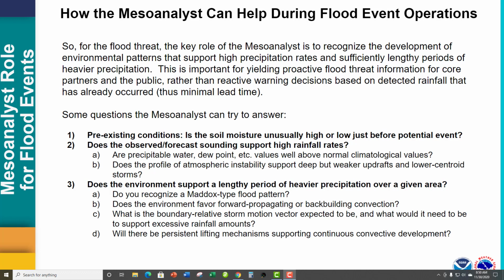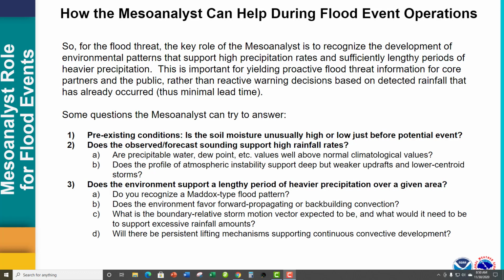So, some questions that the mesoanalyst can try to answer. What are pre-existing conditions like? Is the soil moisture unusually high or low just before the potential event? Does the observed or forecast sounding support high rainfall rates? Are precipitable water and dew point values well above normal climatological values? Does the profile of atmospheric instability support deep but weaker updrafts and lower centroid storms? Does the environment support a lengthy period of heavier precipitation over a given area?